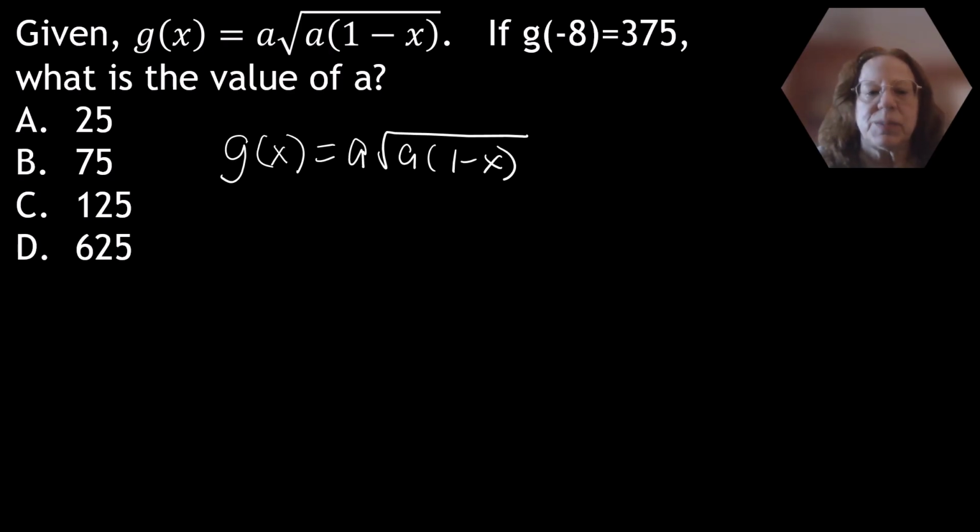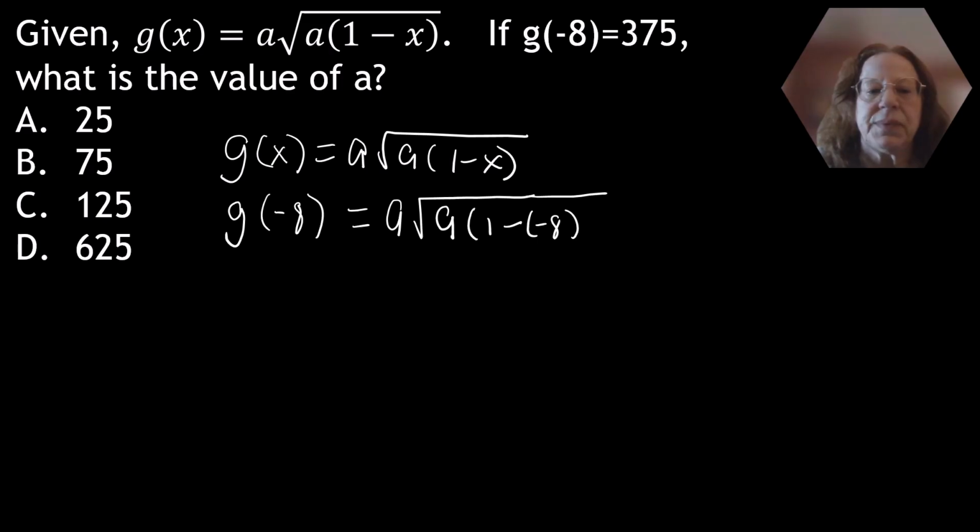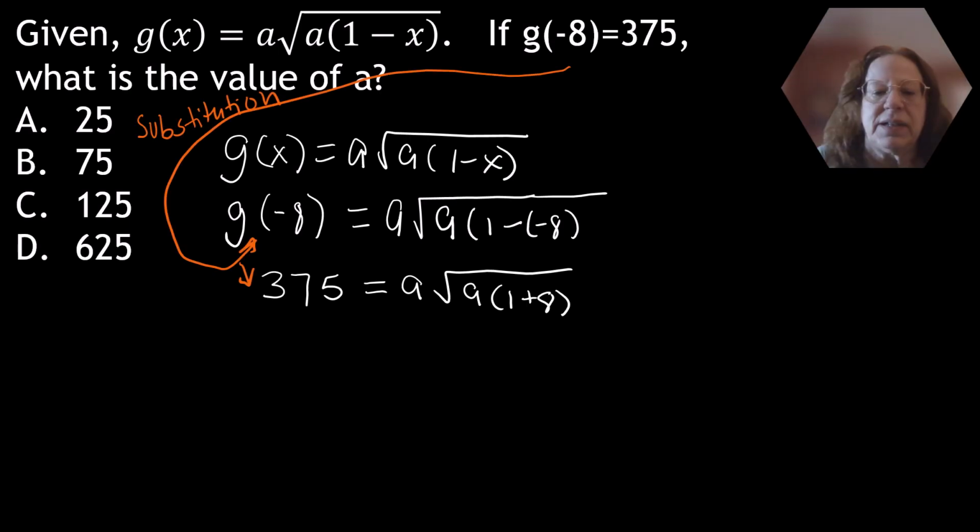Okay, so we have this expression given. And then we also know g of negative 8. Let's find g of negative 8 with this first function: everywhere you see an x, you're going to put negative 8. That's what that means. So you have a times the square root of a times 1 minus negative 8. Don't forget that negative sign.